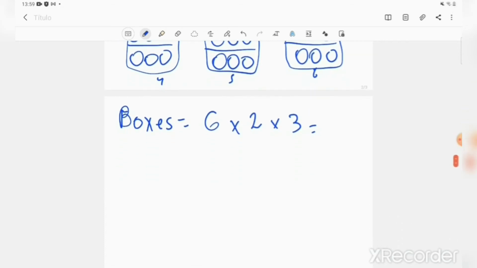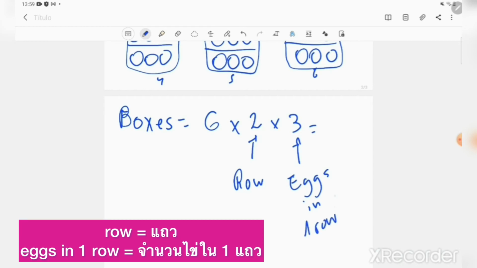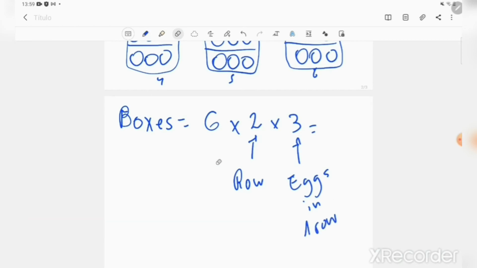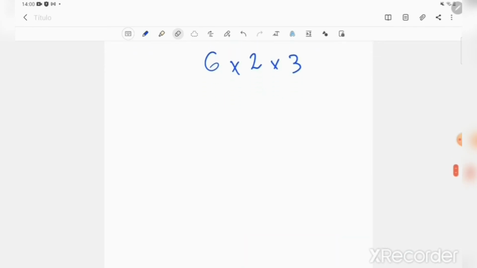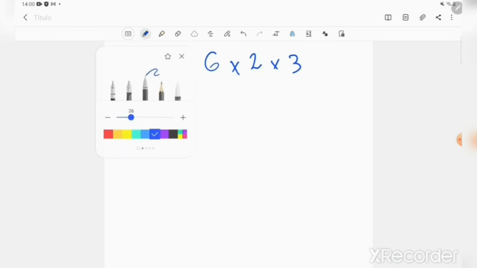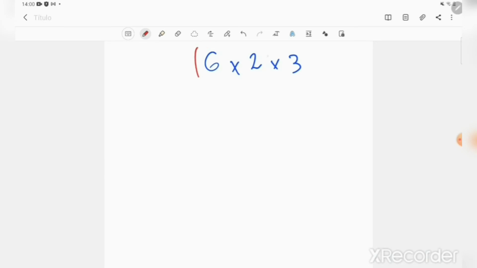This is the number of boxes, this is rows, and this is eggs in 1 row. Now we have already the multiplication, that is 6 multiplied by 2 multiplied by 3. The associative property of multiplication says that we can multiply first 6 by 2, which is 12, and then multiply by 3.